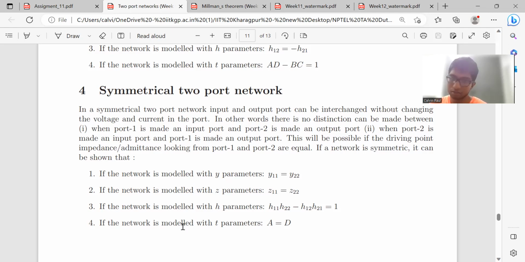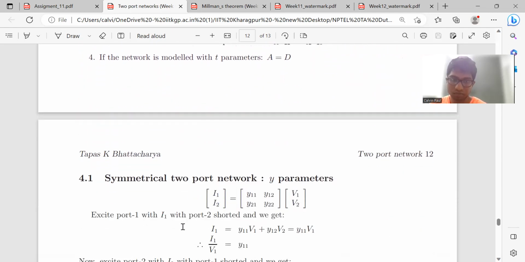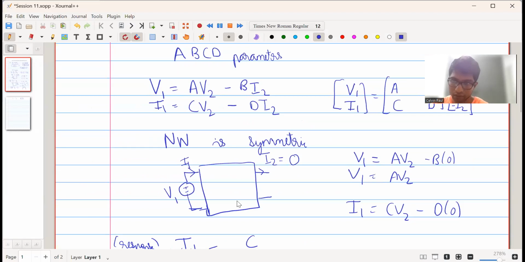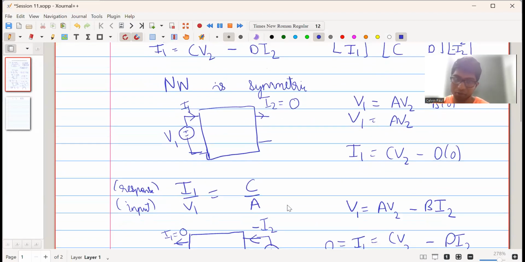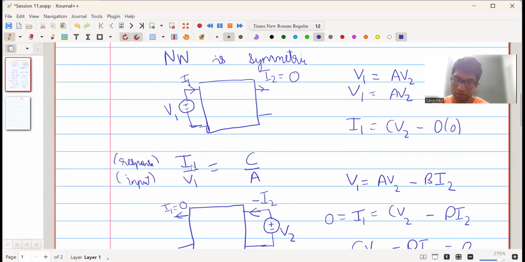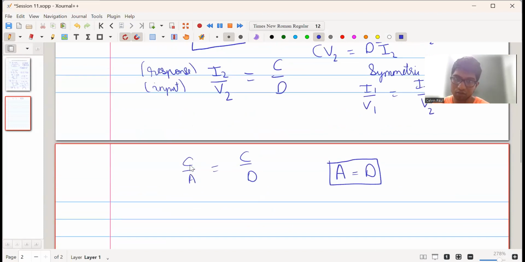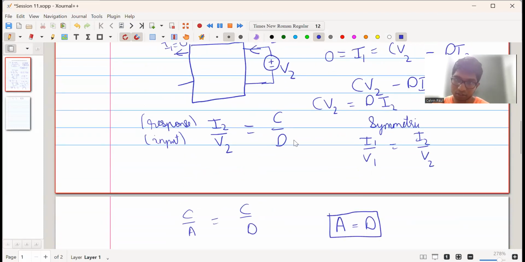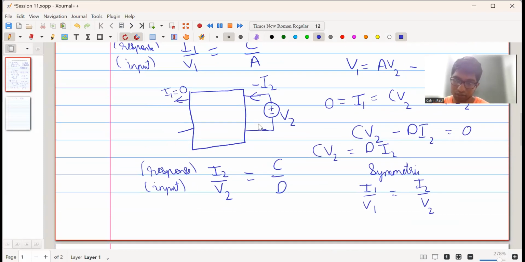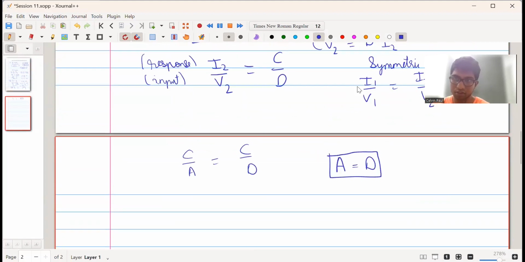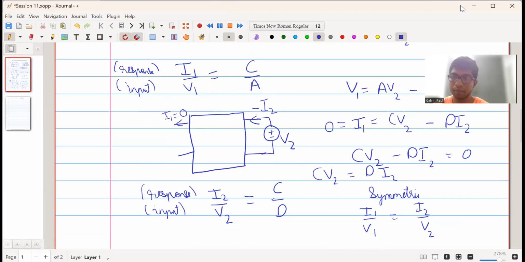When we solved this set of equations, we determined a driving point admittance, I1 upon V1, in terms of admittance. Similarly, I2 upon V2 is also in terms of admittance. So we have determined the driving point admittance, and then we found the relation A equal to D.